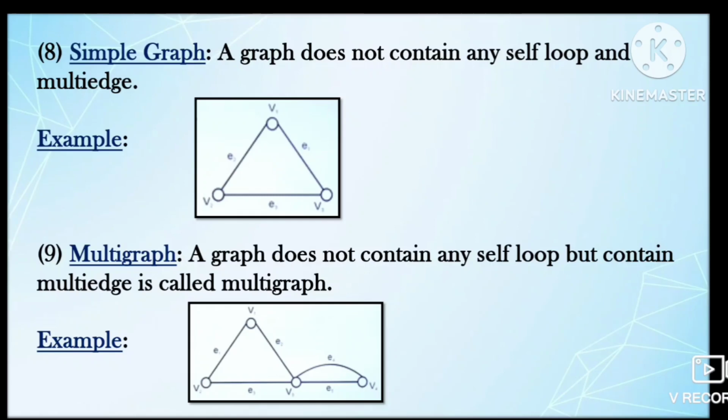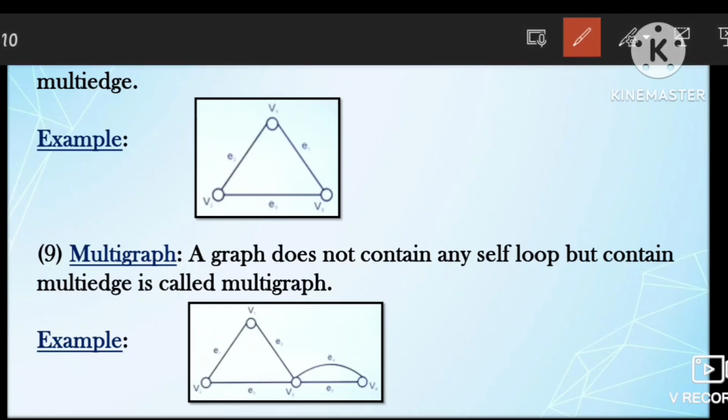Here you can see that vertex V3 and vertex V4 are joined by edge E3, edge E4 and edge E5. So there are multiple edges joining the same vertices V3 and V4, so it is called a multi-graph.